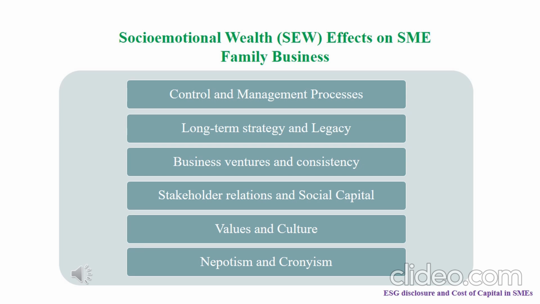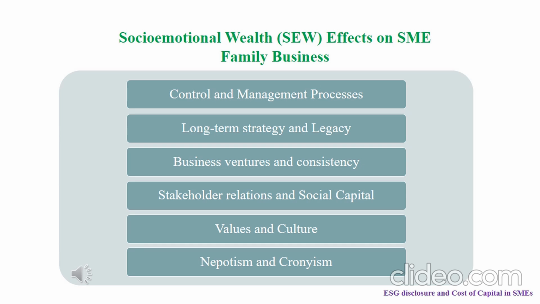The third one is business ventures and consistency. Family firms are less likely to jump into new ventures. They are less likely to diversify or participate in acquisitions, and less likely to invest in research and development. The fourth one is stakeholder relations and social capital. Relationships with stakeholders are important social capital and are also part of corporate social responsibility, where a network of long-term or close associations is preferred to new players.